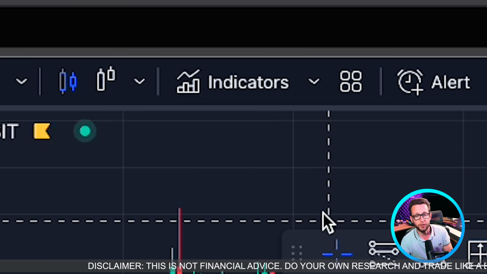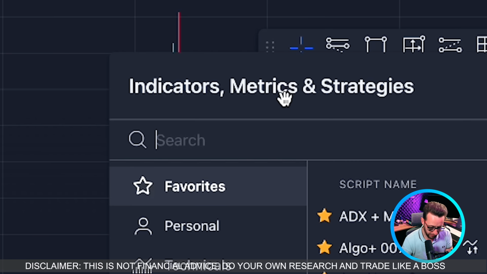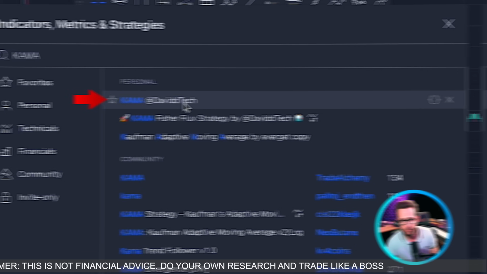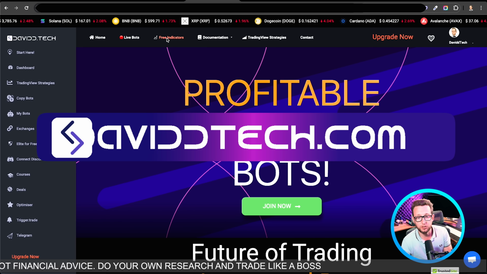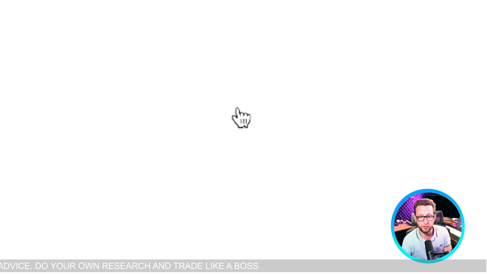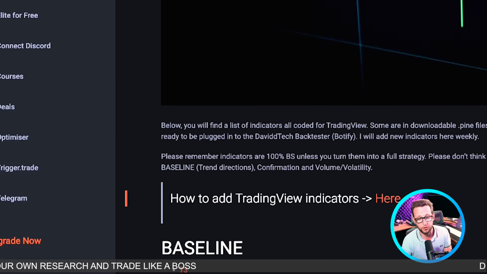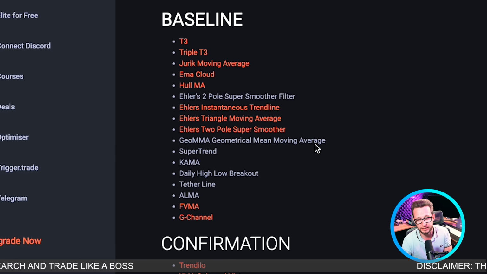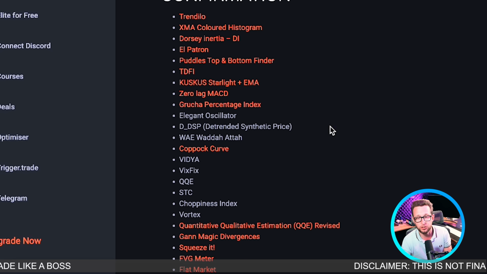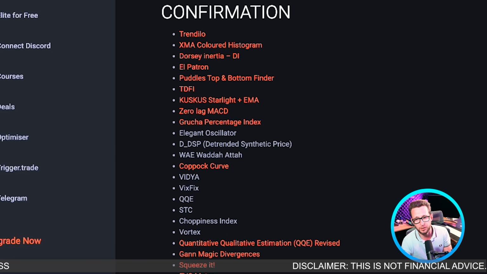Okay, so the first indicator that we're going to be adding is the KAMA, which is this one here by David Tech. Do remember guys, I have a full list of free indicators just here for TradingView. Go up to the top of davidtech.com and you can find all of the indicators that we're talking about here today in this humongous list of free and open source indicators by David Tech.